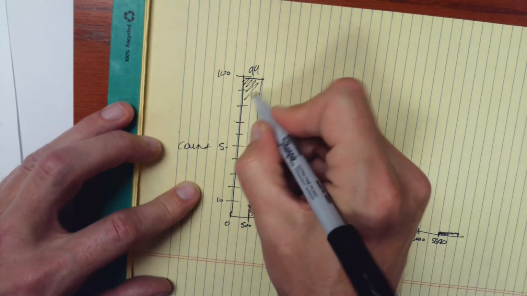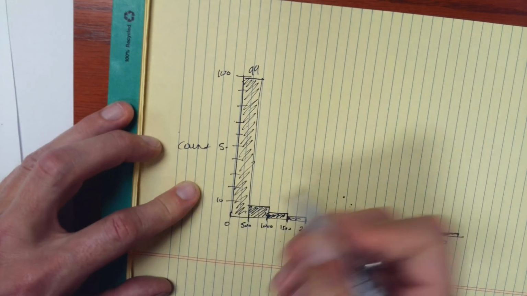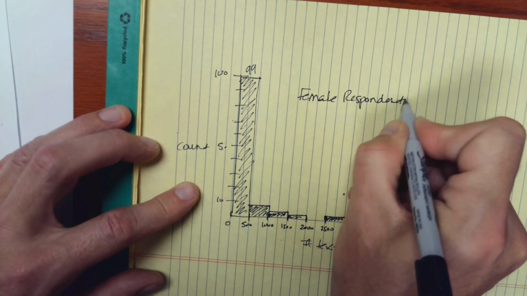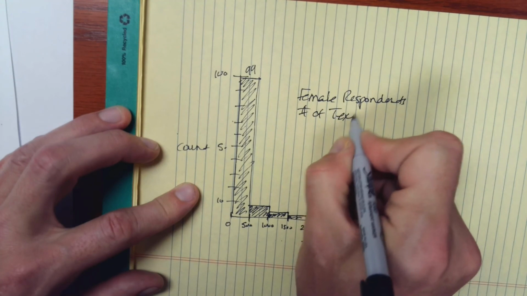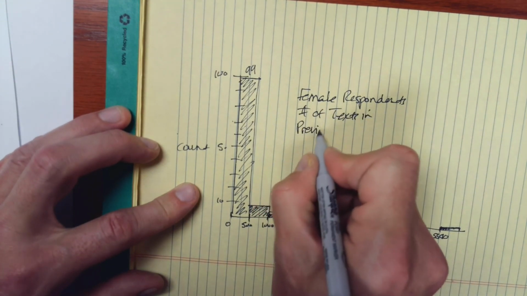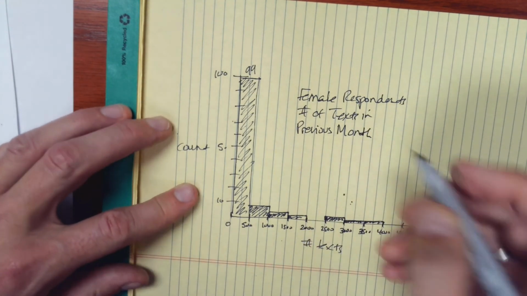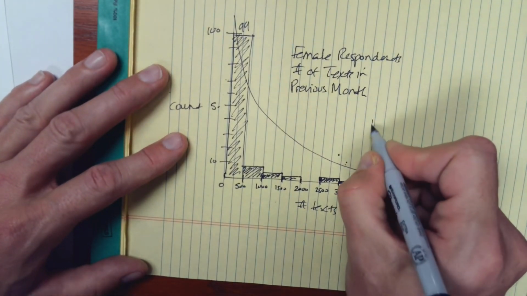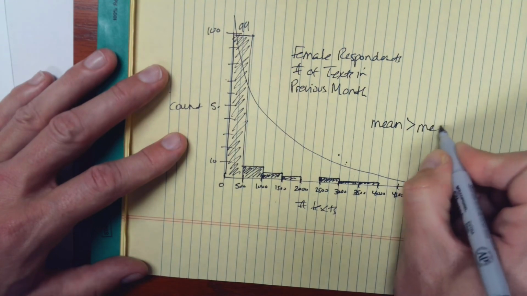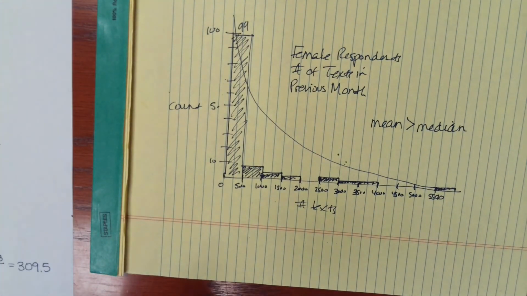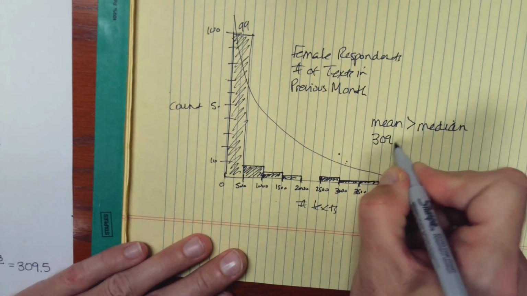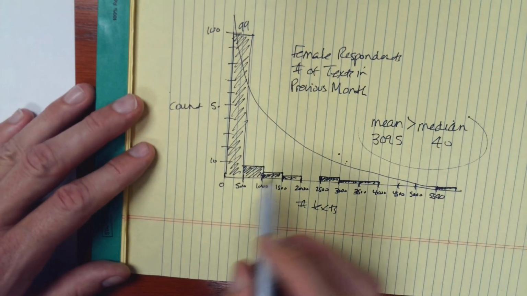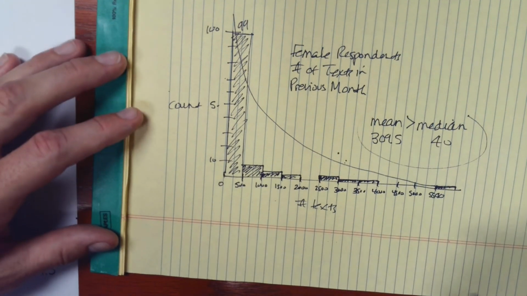Now notice that there is definitely, and so these were the female respondents, number of text in the previous month. We have this definitely a right skew to this data. It's no surprise that the mean is much greater than the median. So remember that the mean was 309.5 and the median was just 40. So when we have a right skewed distribution, that's exactly what we expect, for the mean to be much higher, or at least to be higher. Here there's a big difference.